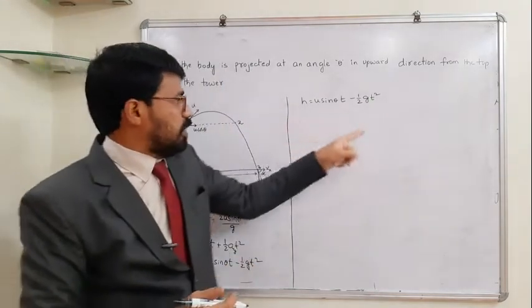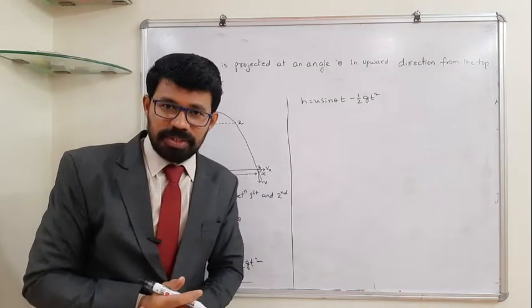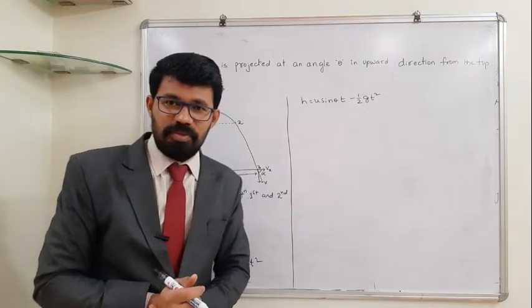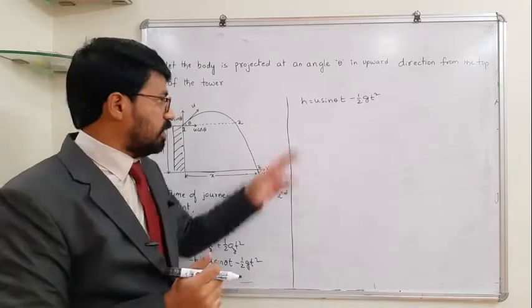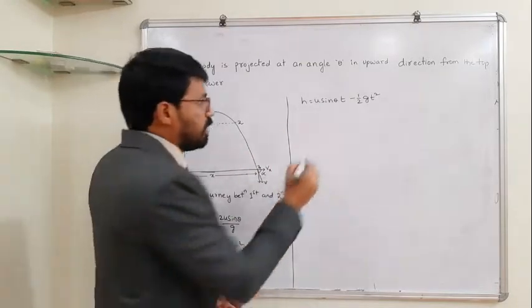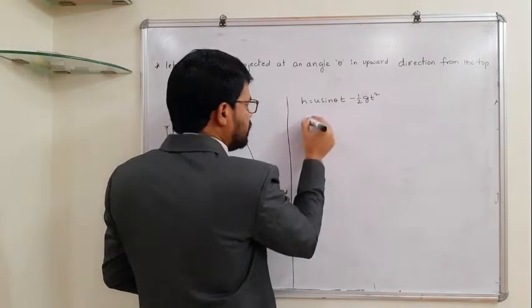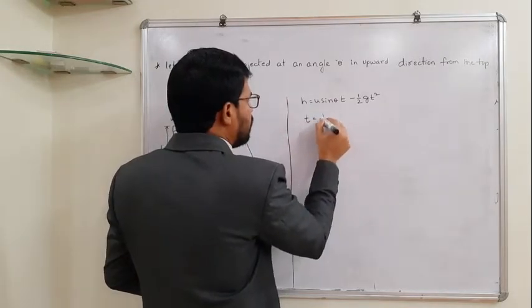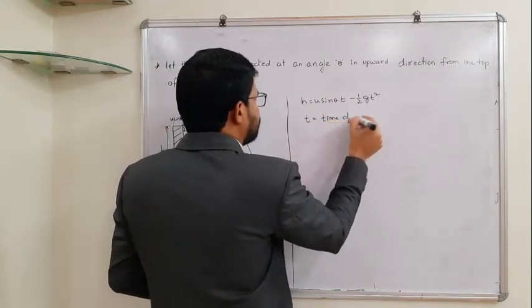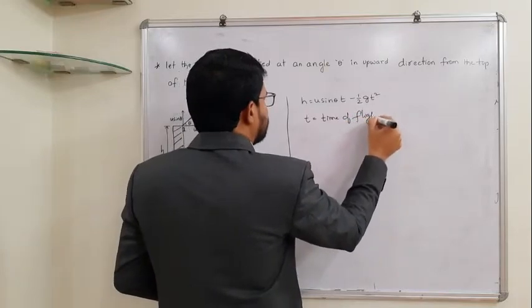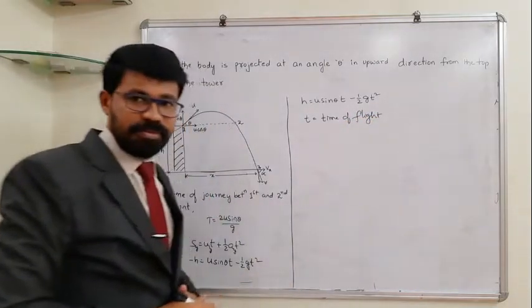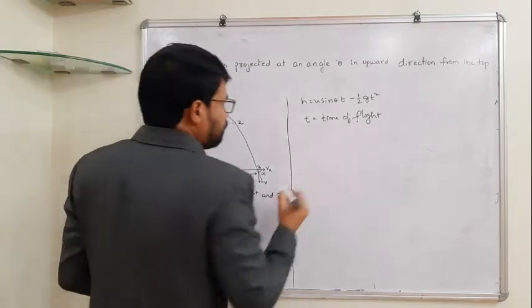If you simplify this equation, in the tower model case we have simplified the equation and time of flight we have calculated. Similarly here, if you simplify the equation, you will get time of flight. So whatever t is associated with this equation, that t is called time of flight.